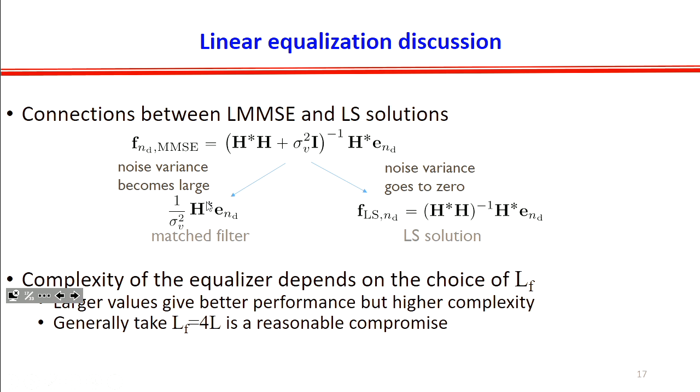So this is nothing but you are correlating with the channel conditions. It's a matched filter, matched to the channel. It's not the matched filter we discussed for the pulse shaping. So it is the matched filter matched to the channel. So H star would get rid of the channel condition. So that is the idea of when the noise variance is large.